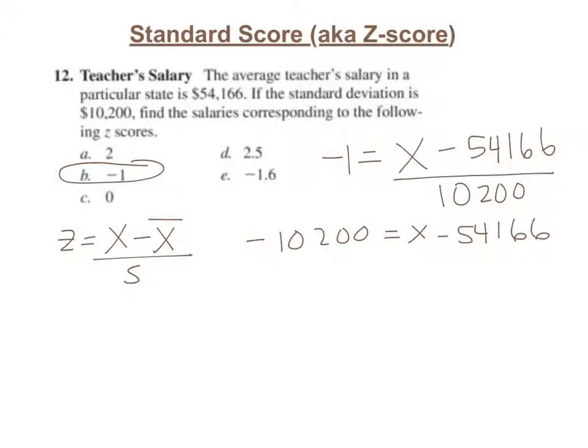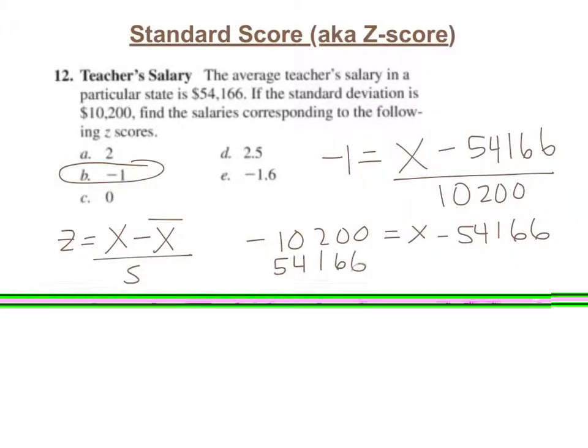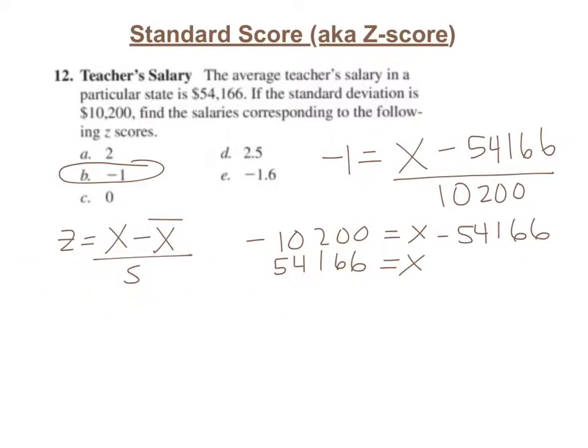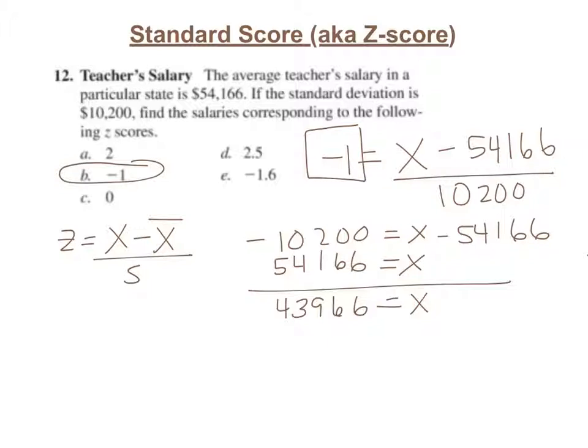So I'm going to add 54,166. And my answer is 43,966. Now, I want you to notice something. This is a negative z-score. Does not mean I have a negative answer. Could mean it, but it doesn't. What it means is negative z-scores are below the mean.